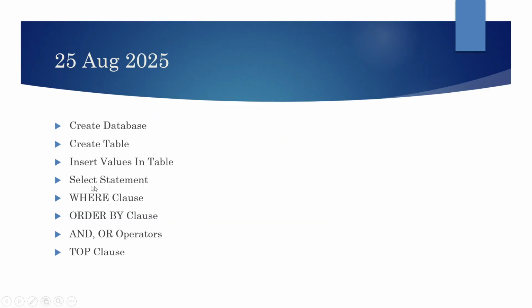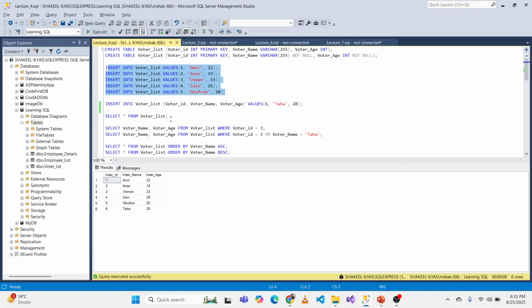After inserting values in a table, I learned the SELECT statement. I already showed you the select statement. So this is the select statement. Through the select statement we can select values from our table, like star, which means all. So when I run this command, all values are selected from my table.